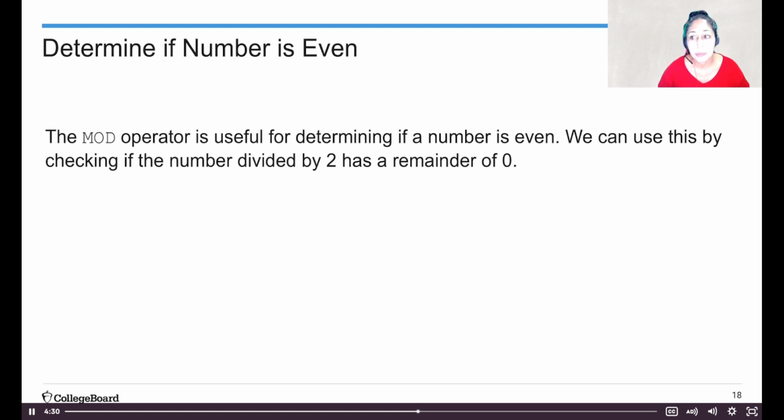I can also use a Boolean expression to check whether or not a number is even. The mod operator is especially useful for this task because, as we saw before, I can use the mod operator to see if there is a remainder left after division. If a number divided by 2 has a remainder of 0, then I know that number is even. For example, 4 divided by 2 has a remainder of 0, so 4 mod 2 would be 0. I can write that as a Boolean expression by saying, for example, num mod 2 equals 0. So basically, the result of num mod 2 is 0.